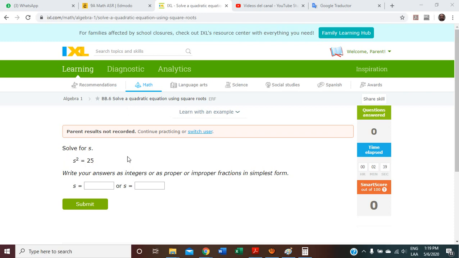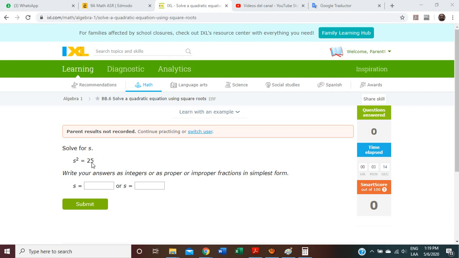In the case of this one, we're going to solve for s. s squared equals 25. Write your answer as integers or as proper or improper fractions. Do not write your answers with decimals. If it is not a whole number, you have to write it as a fraction. So if s squared is 25, how much is s? What you need to do is get the square root of 25 to get s.